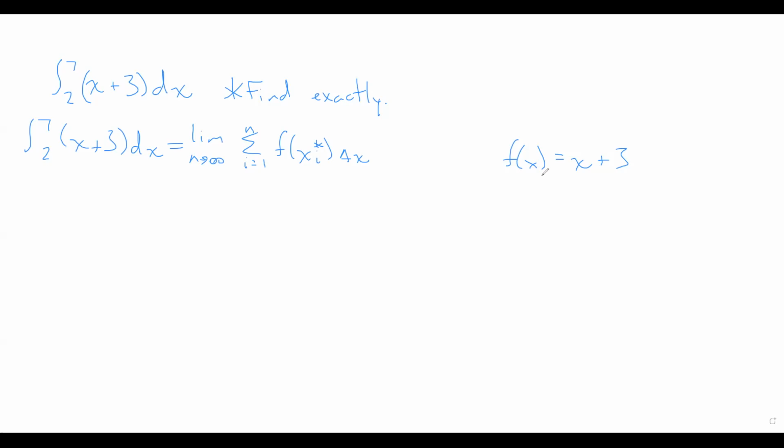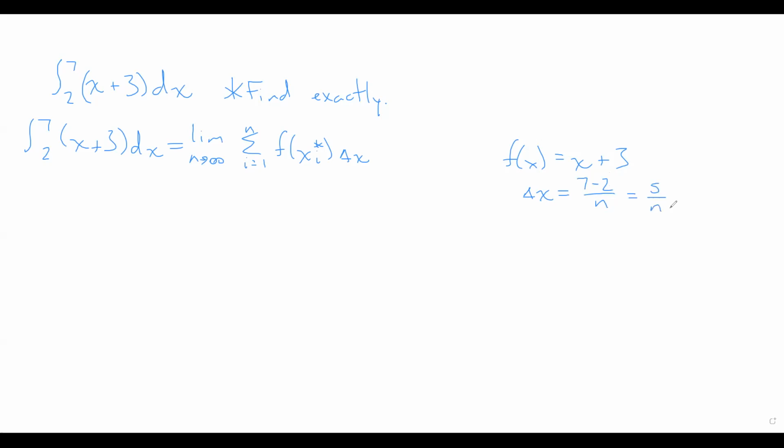So basically, the goals here are this. We want to replace this thing, this f of x sub i star, with some expression that's in terms of i. And you also want to replace delta x with something. Isabel, is delta x the 7 minus 2 over n? How'd you get that? Because delta x is the width of each individual rectangle. Mhm. And since we don't know how many we have, we divide it by how many.